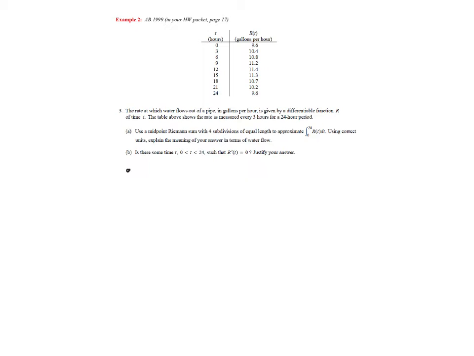Okay, so let's go ahead in part A. Now we got to do a little bit of work here to set this up. So let's take a look. We want how many subintervals? It looks like they said 4 subdivisions. So I'm going to go from 0 to 6, 6 to 12, 12 to 18, and finally 18 to 24. Now, when I use a midpoint rectangular approximation, the midpoint is going to be the middle of each of those intervals.